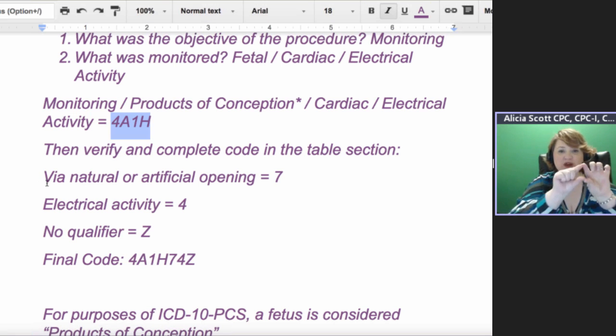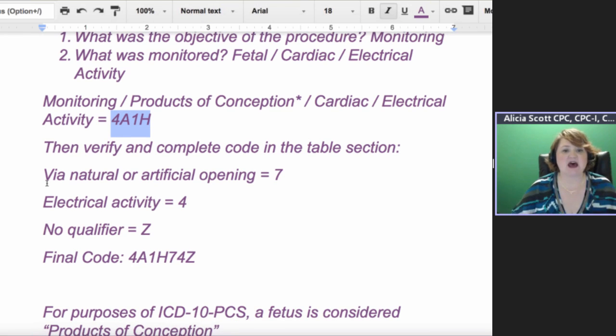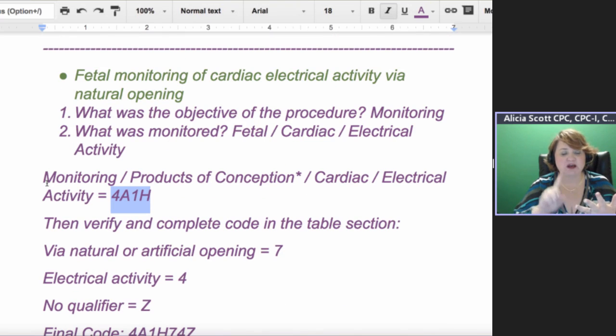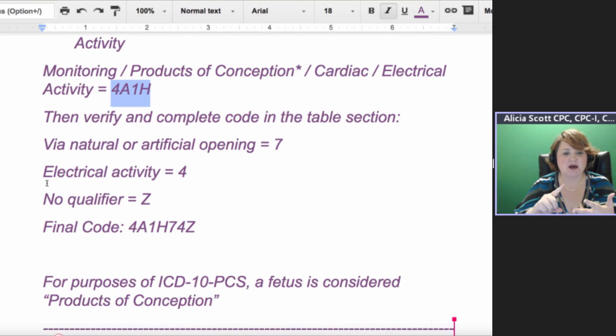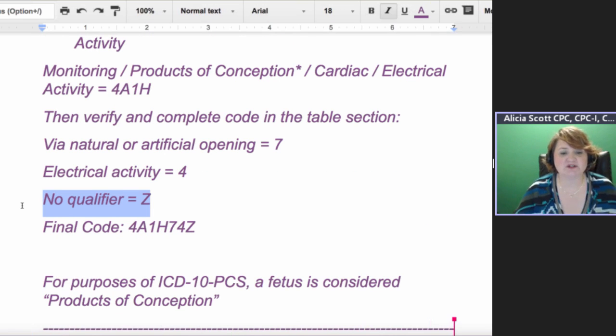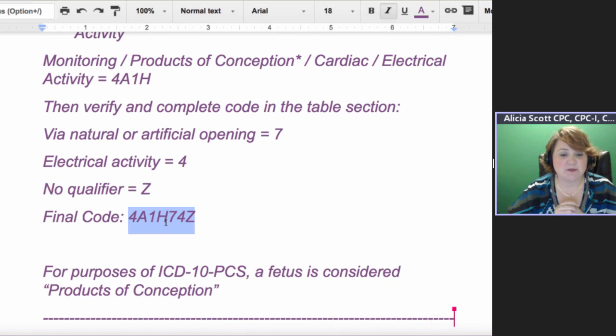Then once we got that, we'll go down to the next block, and then to complete the table, we'll just keep filling in the blocks across after we've got the H, and we've got natural opening. What are we doing? Electrical activity. And then last, there's no qualifier, so there's nothing else that we need. So the code for that particular monitoring is 4A1H74Z.